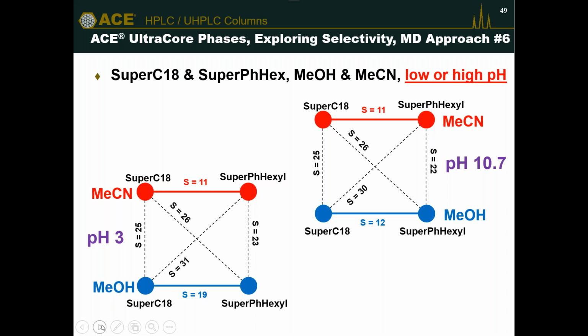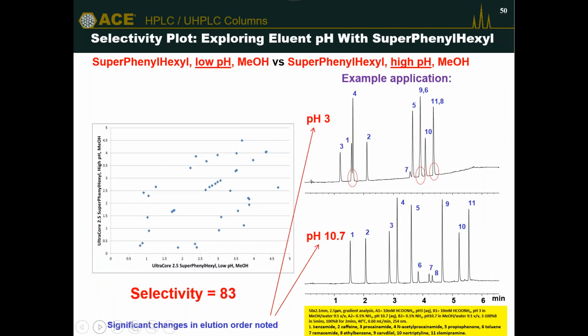So here we can compare those 2 different chemistries with different selectivity because of different mechanisms of interaction, with 2 organic modifiers, our favourites, acetonitrile and methanol, and 2 pHs, so pH 3 and pH 10.7. And you can see here some of the values that you're getting when you're comparing that low versus high pH on those 2 different chemistry columns. And what it looks like chromatographically is significant.